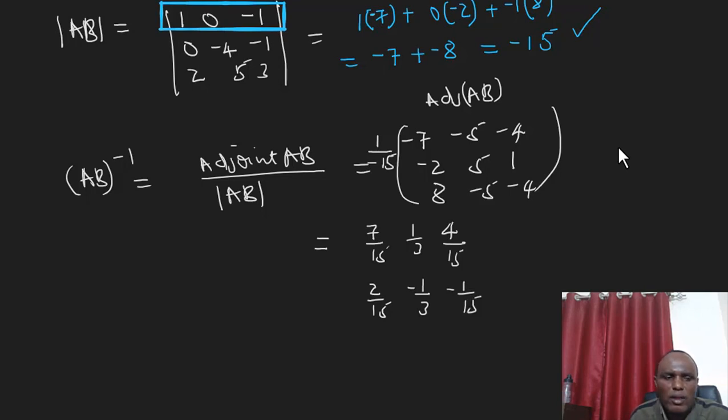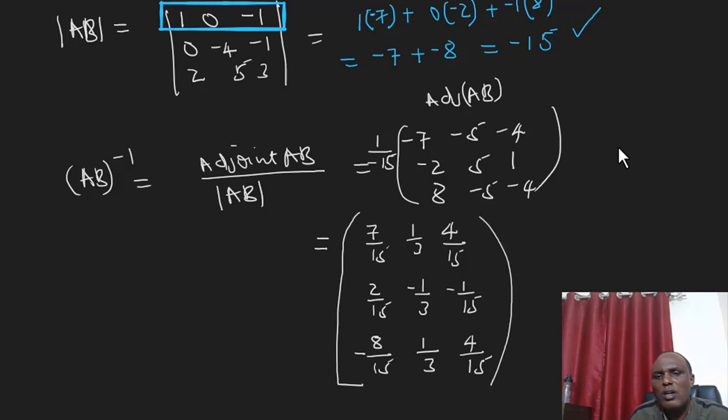Then the other one is negative 1 over 15 times 8, that is negative 8 over 15. The other one is 1 over 3, because negative 1 over 15 times negative 5 is 1 over 3. The other one is 4 over 15, because it is negative 4 times negative 1 over 15. And simply that is the inverse of the product matrix AB. That is the inverse of that matrix there.